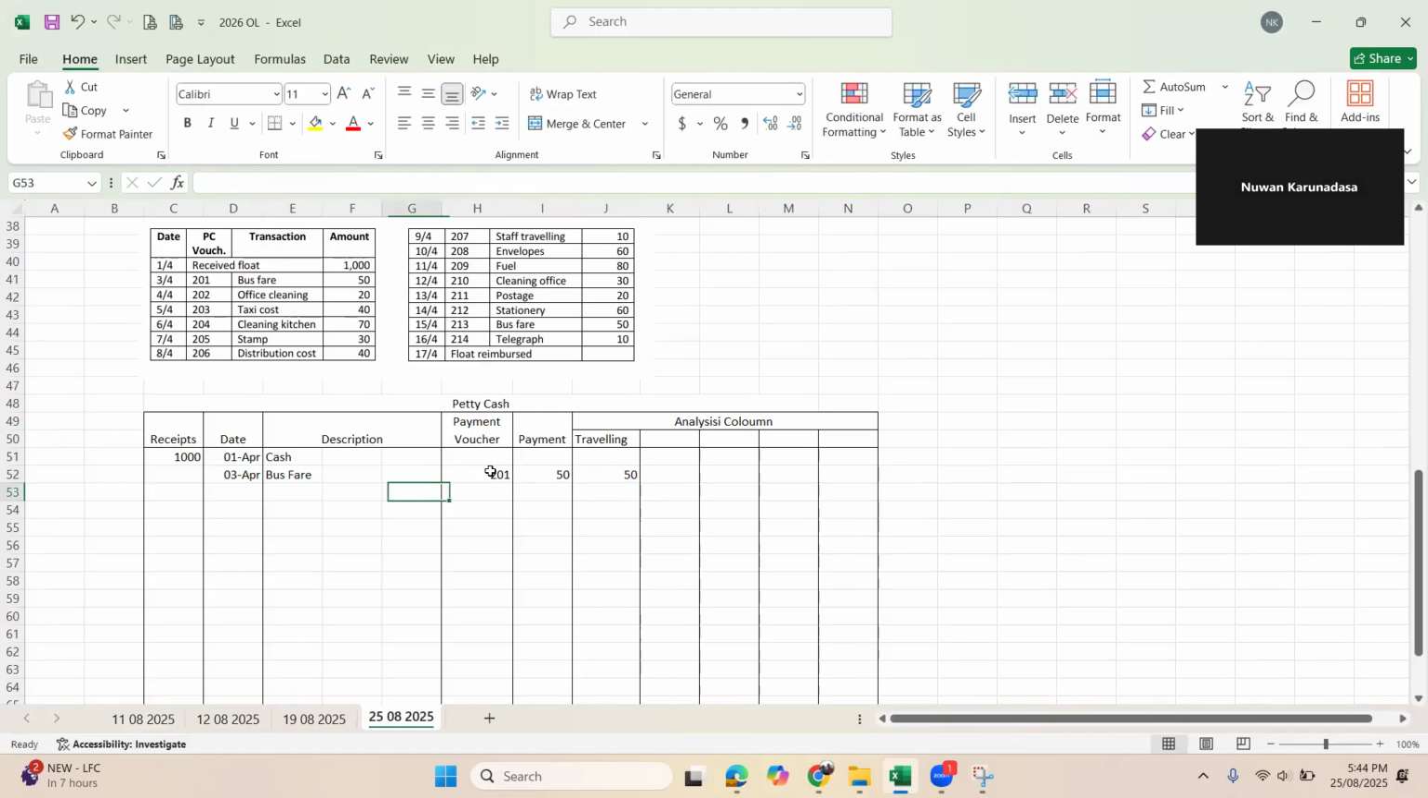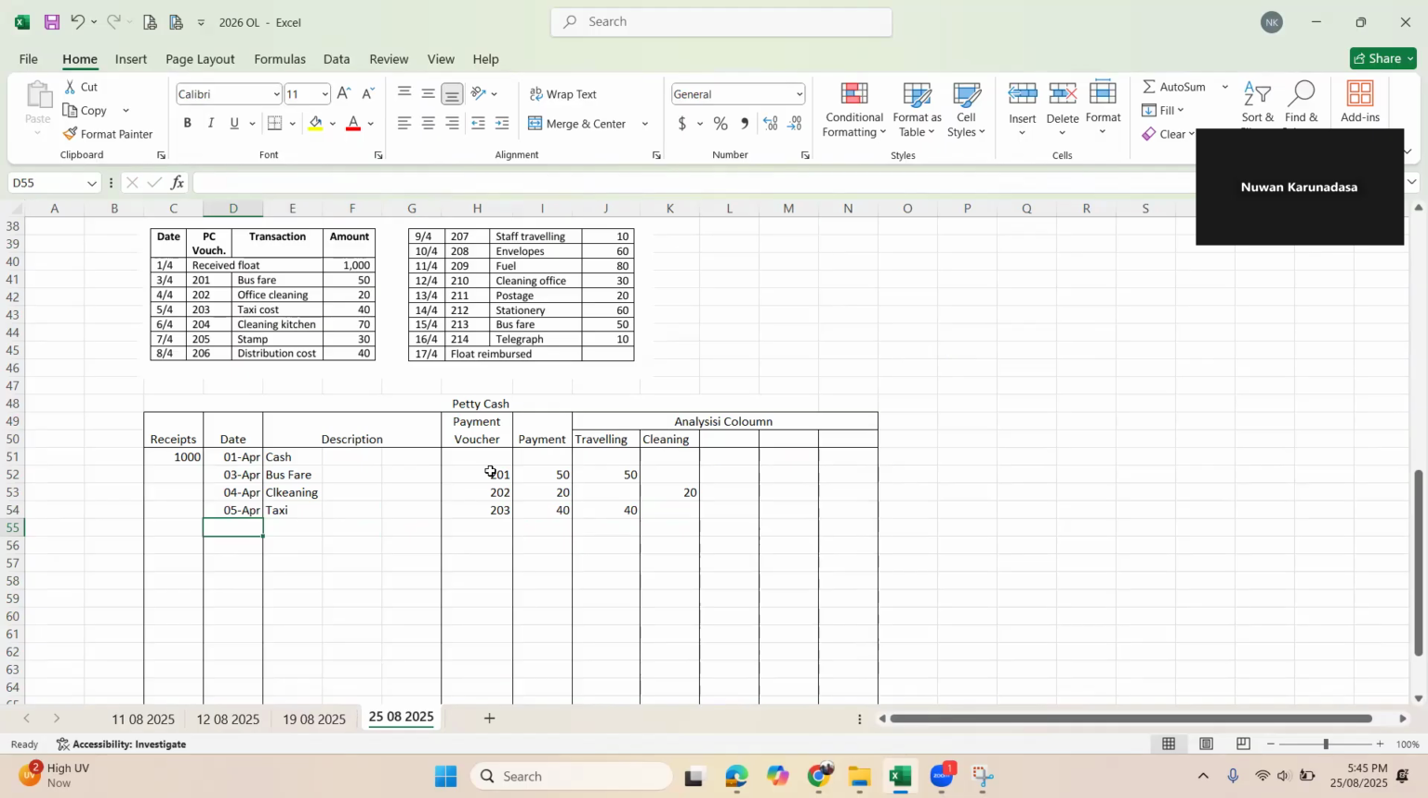The next one, 4th of April, is for cleaning, voucher number 202, value is 20 rupees. So we'll have a heading for cleaning. The payments must be analyzed, right? 4th of April done. 5th of April is for the taxi cost, 40 rupees, voucher number 203. Again, the taxi cost is traveling. You must classify it under the traveling column.